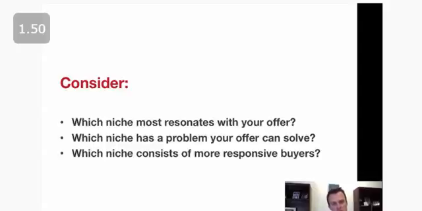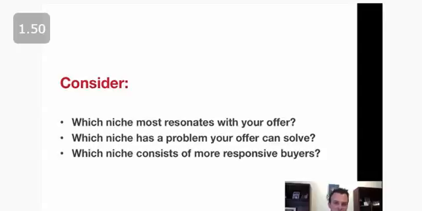So look for niches or industries that have a problem that you can solve with your particular solution. And then also look for niches that consist of really responsive buyers. It is certainly the case that certain niches are more responsive to offers than others. I don't know exactly why that is, but there are some industries that are painfully difficult to sell into. And there are other industries that are used to buying stuff and will buy more quickly, and they're looking for solutions that can make them more money.